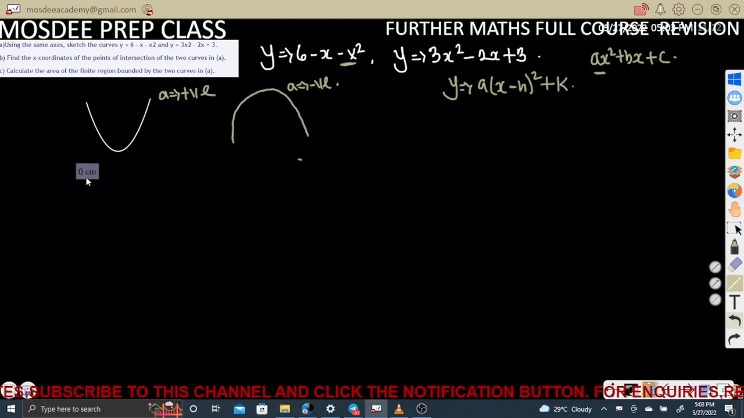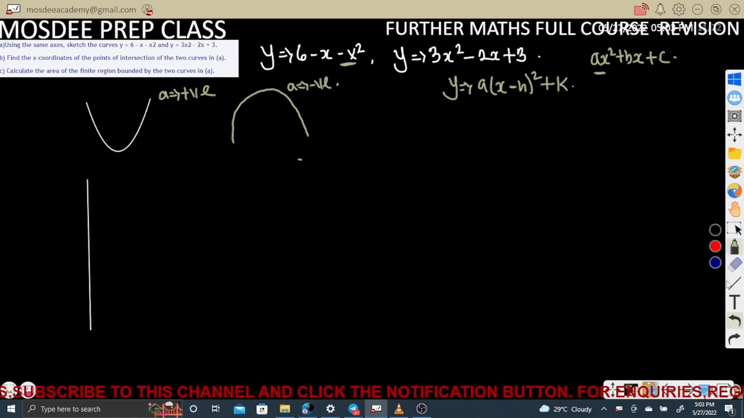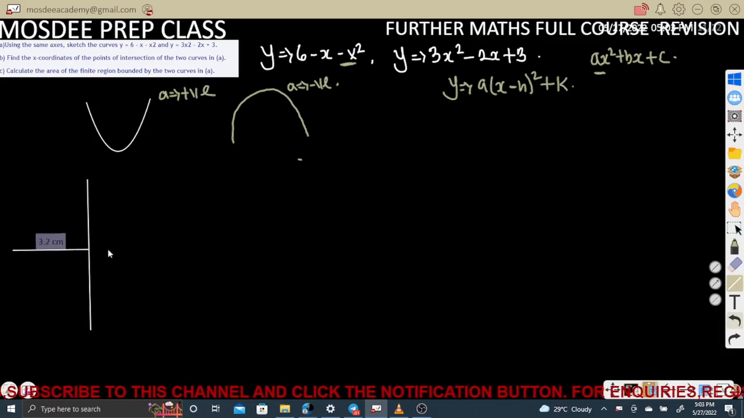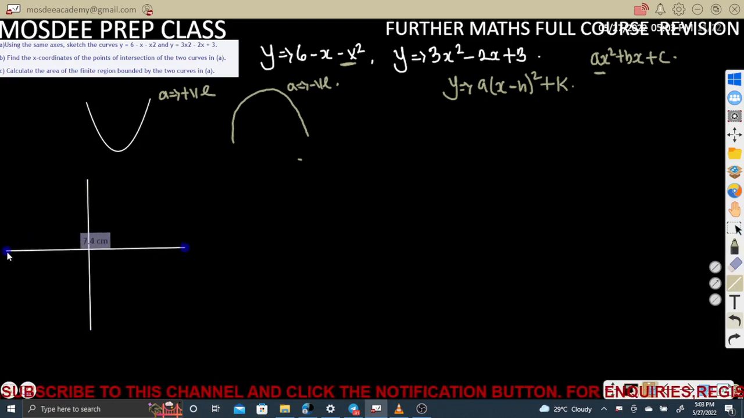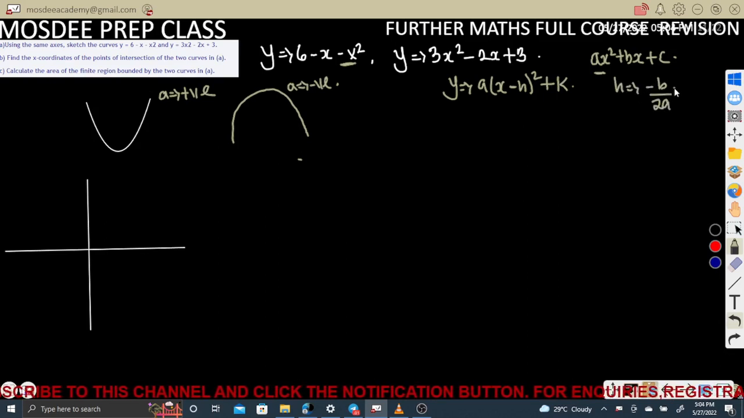We can use this side. Let's use our normal axes and use the same scale. It's important to use the same scale it was given. So if I can get the vertex of this first one, which is very easy to get, I can say h equals negative b over 2a. Shortcut, you don't need to waste your time. What is b here? a is minus 1. You can rewrite it. b is also minus 1.